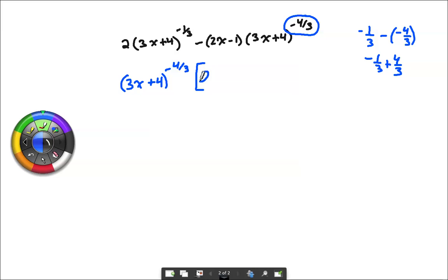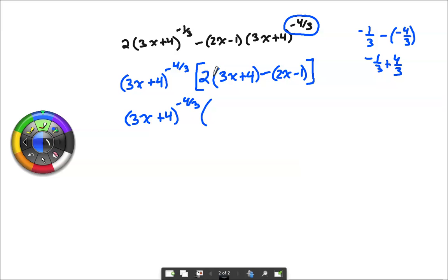So it's going to have that factor of 2 sitting in front, and then 3x plus 4 raised to the first power, minus, and then we have this 2x minus 1 factor, which is going absolutely nowhere. And then we take our 3x plus 4 raised to the negative 4/3 and divide it by the same thing, so that's just a big fat 1, and you get something that looks like this. And it simplifies, you get 3x plus 4 raised to the negative 4/3.